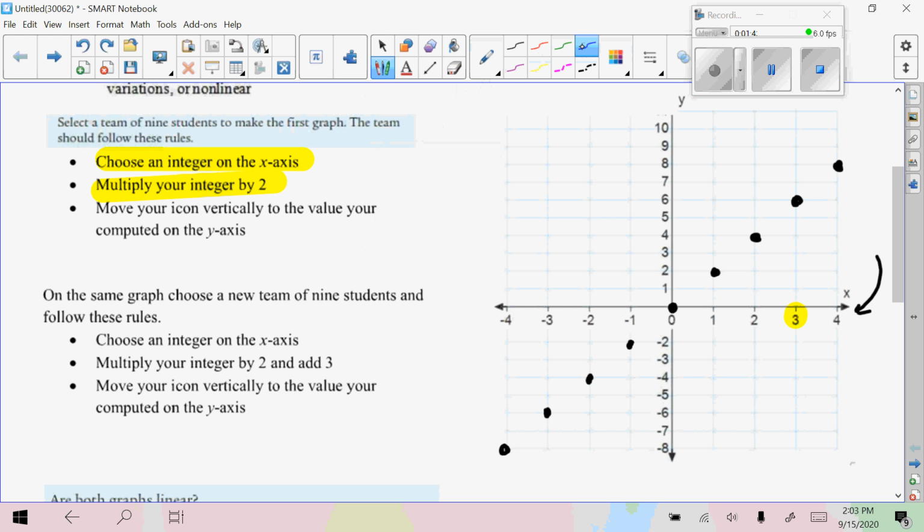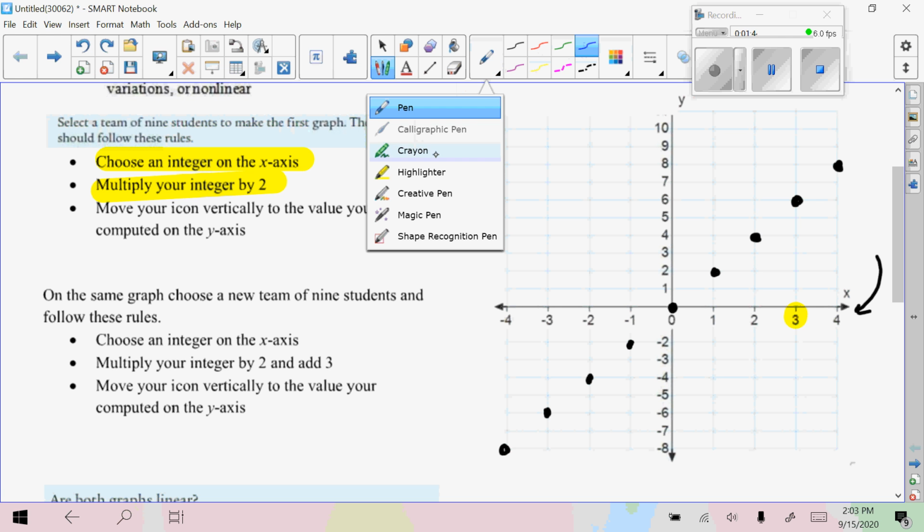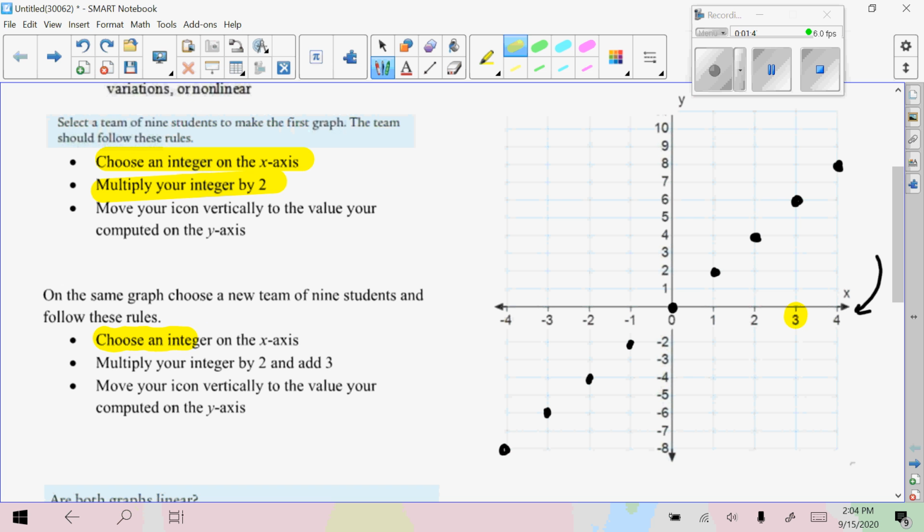On this one, we're going to choose an integer on the x-axis like we did before. So let's say I take 3 again. And then we're going to multiply our integer by 2 and add 3. And then we're going to find where that value is on there. So basically we are plotting coordinate pairs. So if I take 3 times 2, and then I add 3, that would be 9. So at 3, I'm going to move mine up to 9 right there.